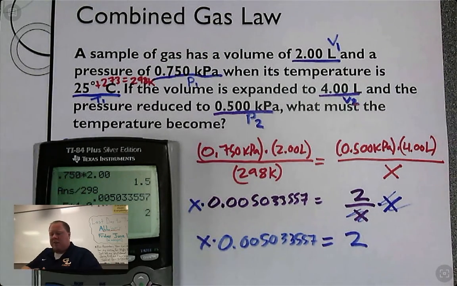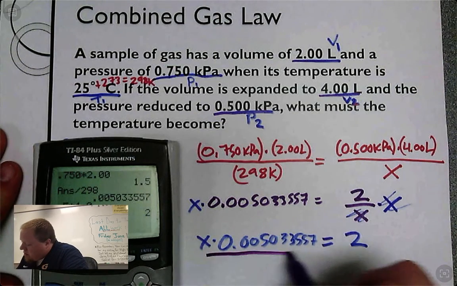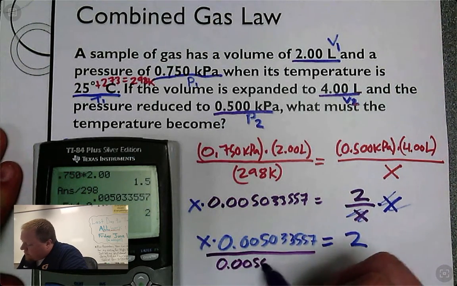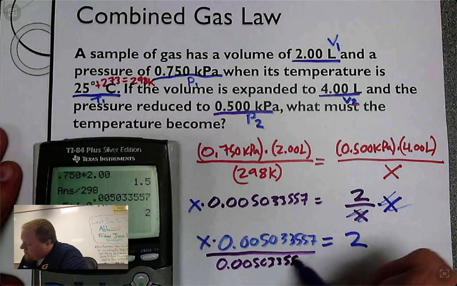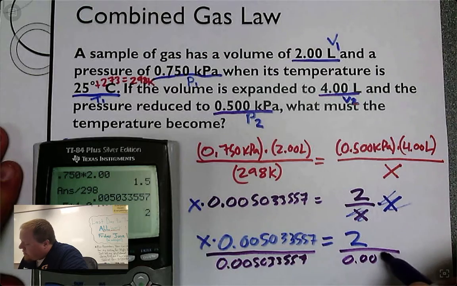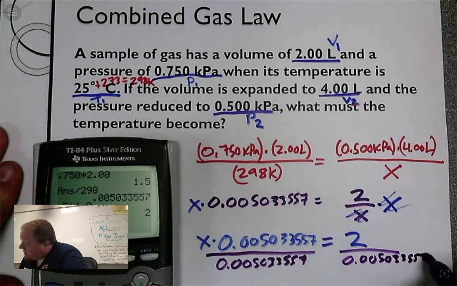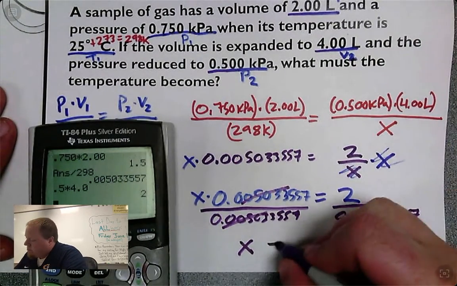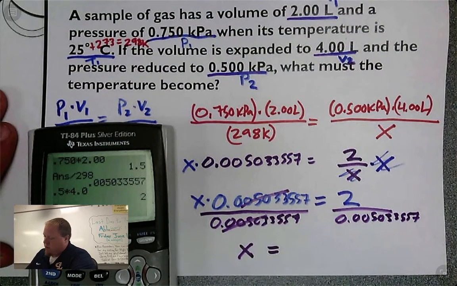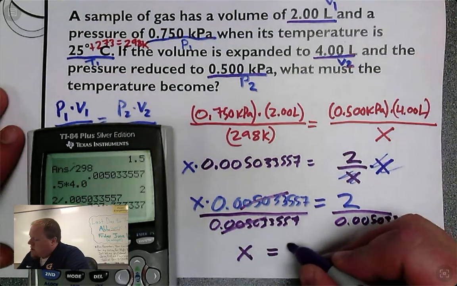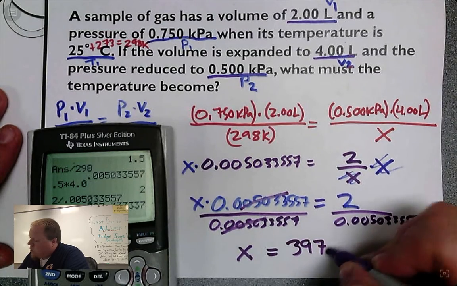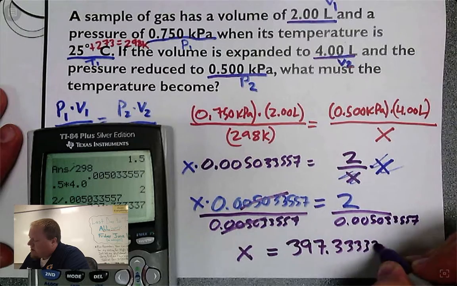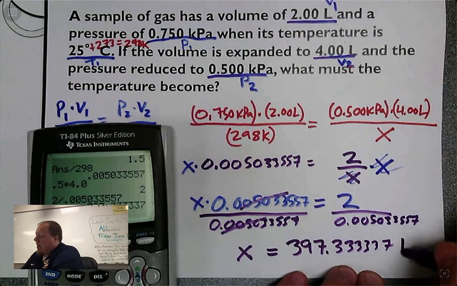Okay? Now that x is not in the denominator, now I can get it by itself. I'm going to divide both sides by this number here, 0.005033557. Divide this side by that number, that makes it go way over here, so the only thing that's left is x. 2 divided by 0.005033557 is 397.333337, and it is Kelvin.